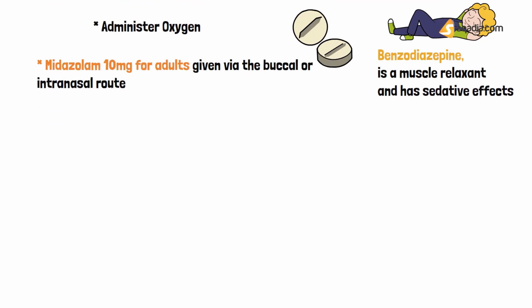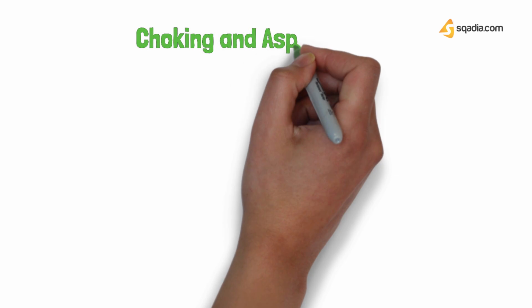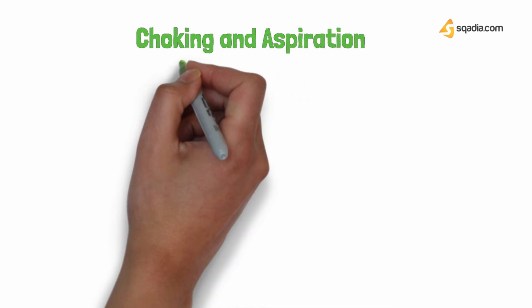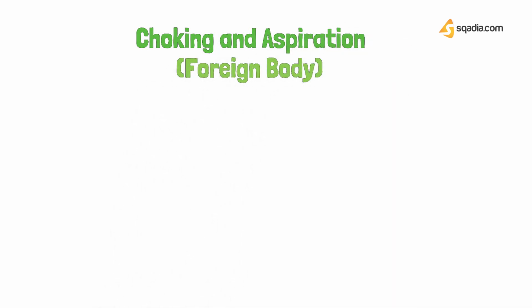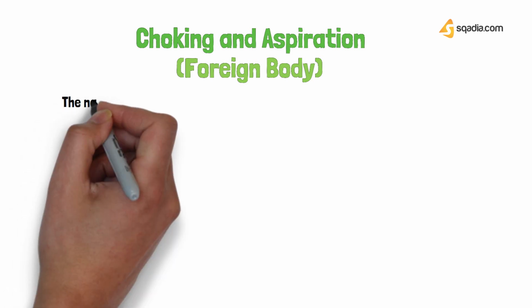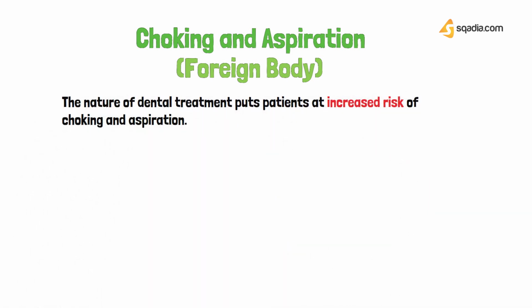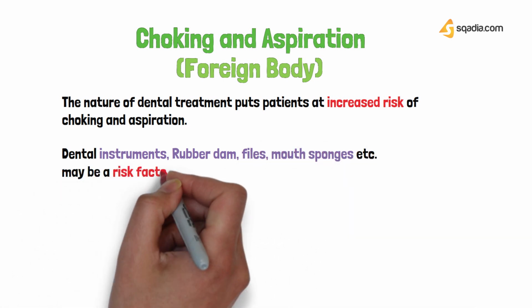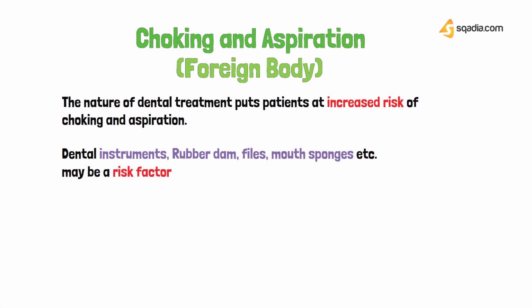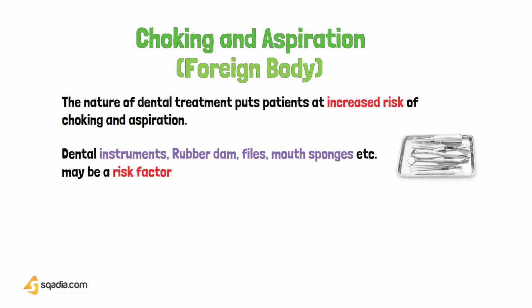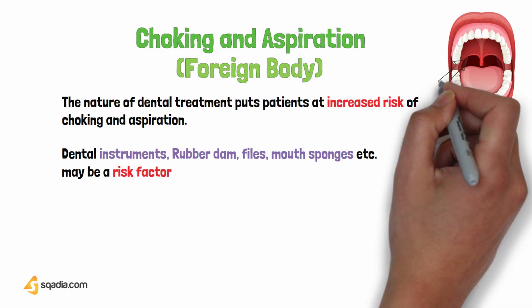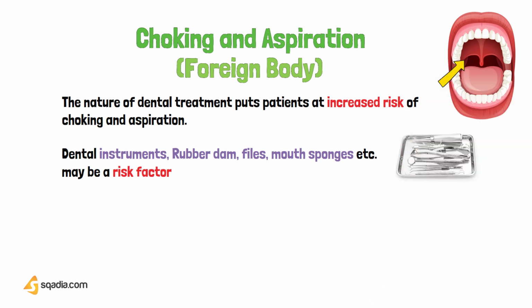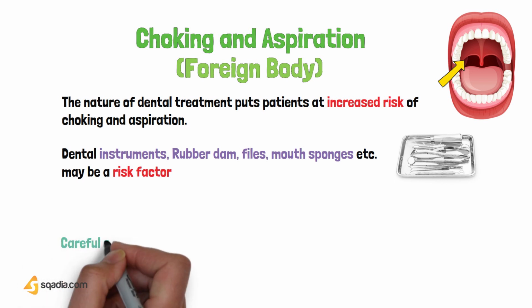Now we're going to talk about choking and aspiration, foreign body aspiration. Now this is very important. This is basically due to the nature of the dental treatment, which puts the patient at an increased risk of choking and aspirating different objects like dental instruments, rubber dam, files, mouth sponges. All of these things can easily go beyond the level of the posterior fauces and may cause gagging, eventually leading to choking and aspiration. Careful suction of the oral cavity and closely observing the dental procedure is very important.